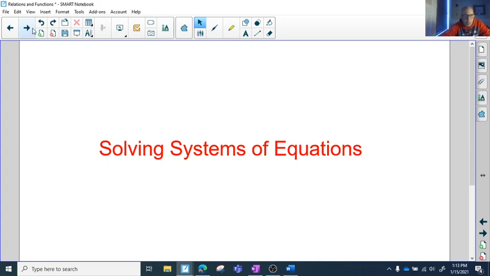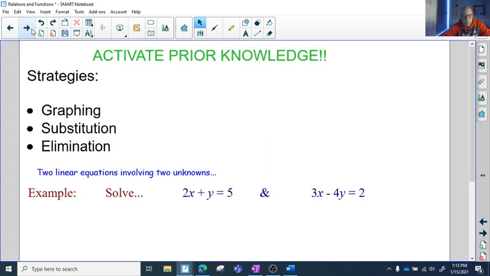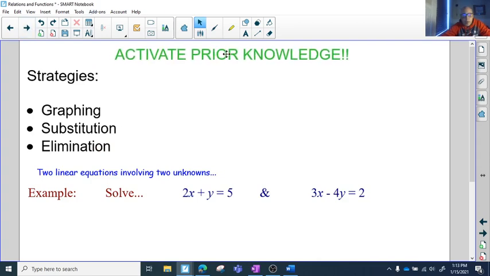Okay, so let's get a look at what we would have covered last year. Last year in your NRF course, we would have studied how to solve a system of equations. This would be an example of a system of equations down here. So it's two equations that involve two unknowns.